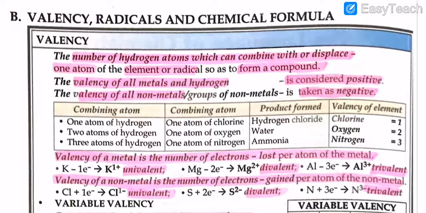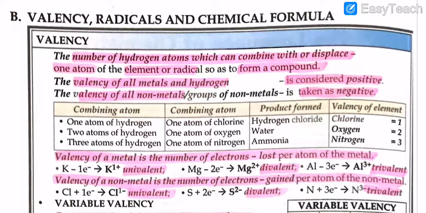Then, combining one atom of hydrogen with one atom of chlorine. This means one atom of chlorine is combined with one atom of hydrogen, so the valency of the element becomes 1. One atom of oxygen has the ability to combine with 2 atoms of hydrogen, so its valency becomes 2. Similarly, one atom of nitrogen combines with 3 atoms of hydrogen, so its valency becomes 3. So now you understand the whole definition, right?